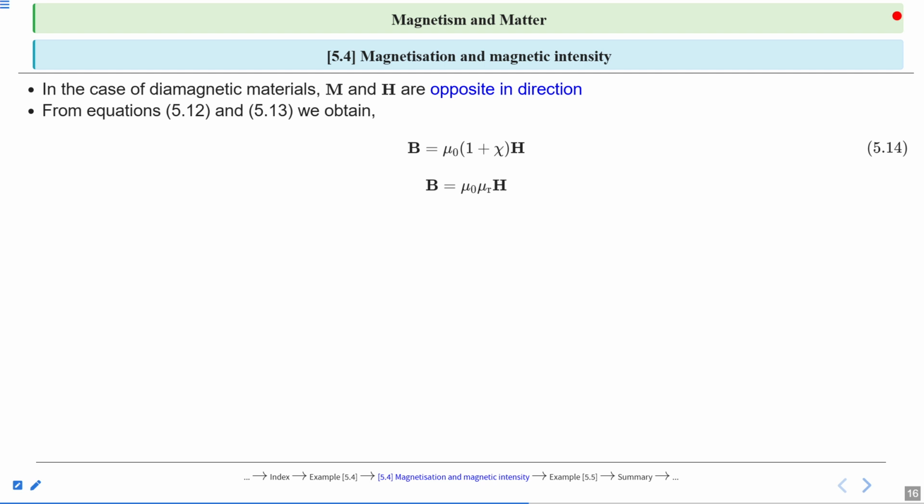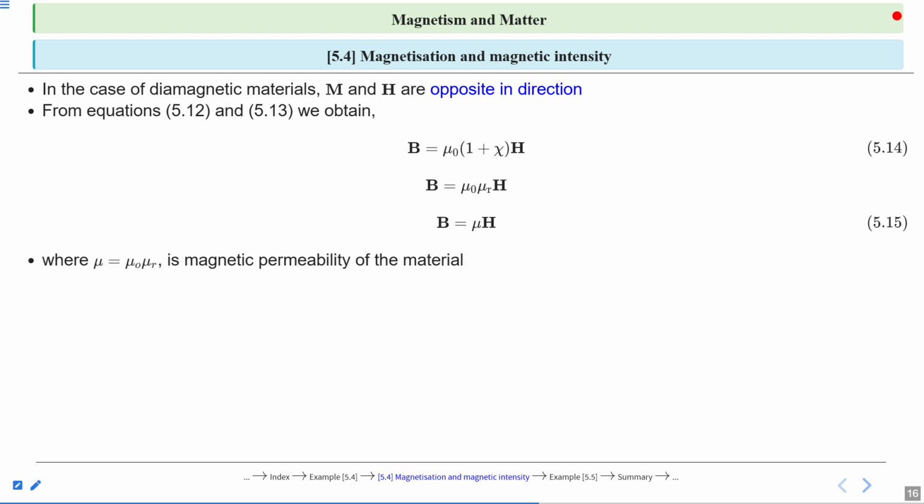Now B is equal to mu naught mu r H, because 1 plus chi can be represented as mu r. Mu r is the relative permeability. So mu naught into mu r will be mu, the permeability in vacuum into the relative permeability will result in mu. Similar to that in electrostatics, epsilon naught into epsilon r will result in epsilon. Similarly, mu naught into mu r will result in mu. Mark it as equation 5.15.